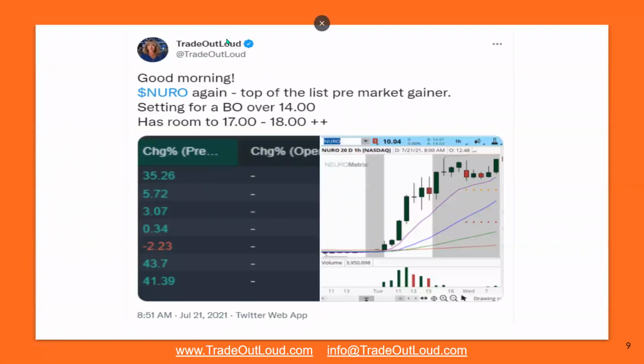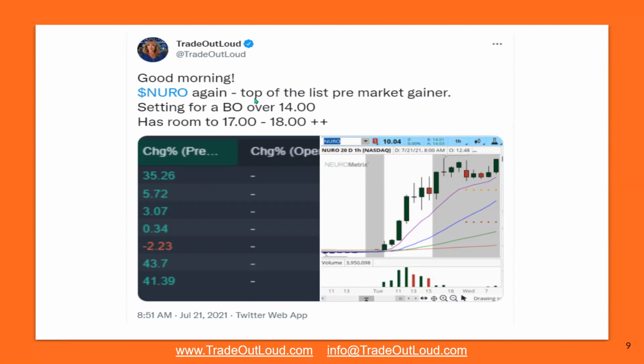You can see that I posted. This is my public feed. Yes, we're verified. Okay. And I posted the trade at 8:51 a.m. today. And I said it was trading here. I'm going to show you in a second. It was trading exactly at $14.